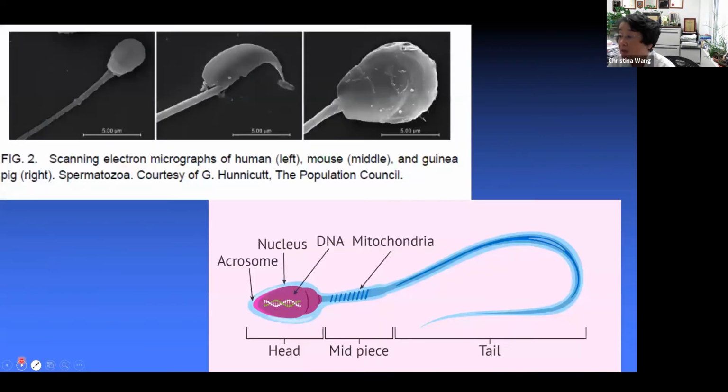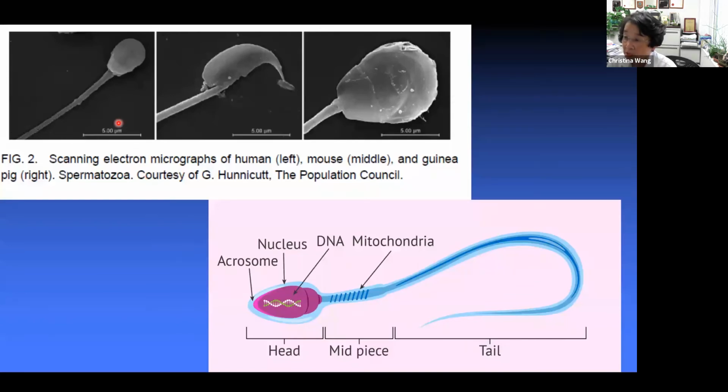Another thing. So this slide shows you what the sperm looks like. It has a head, it has a midpiece, and it has a tail. And each part is important. The head contains the DNA, the genetic material within the nucleus. This is the acrosome cap that covers the head of the sperm. Then this is the midpiece with mitochondria, lots and lots of mitochondria coils. And the tail, this is called the tail or the flagellum.